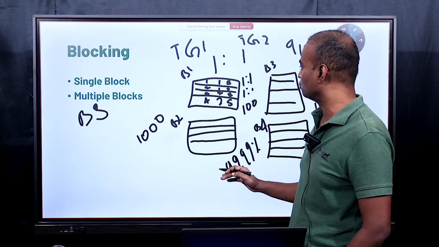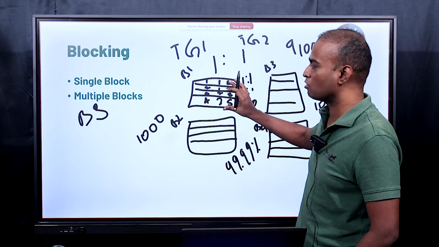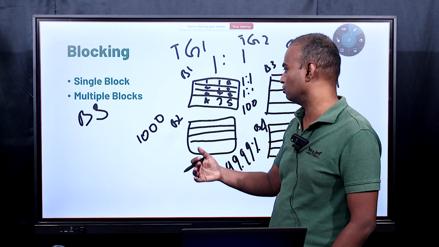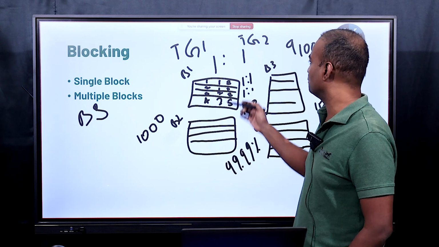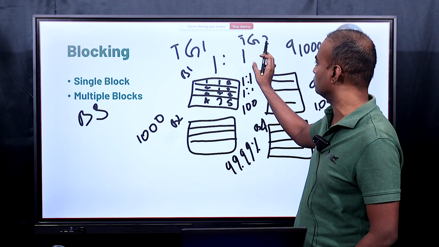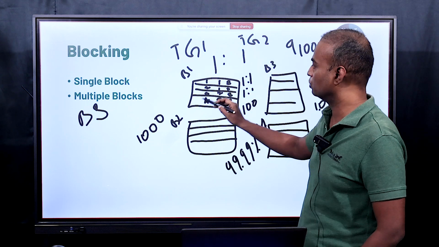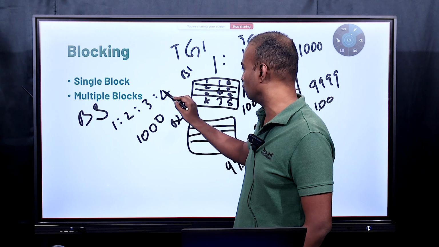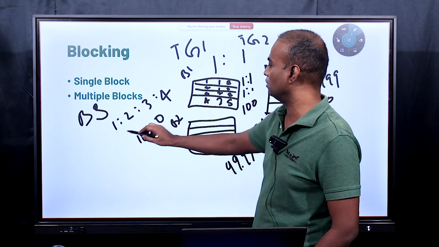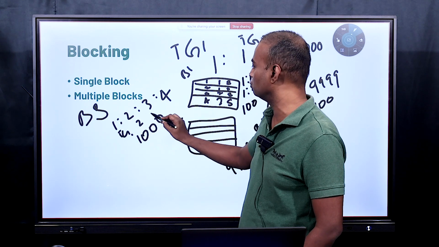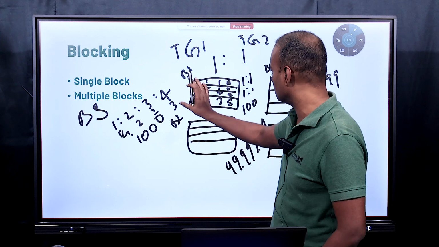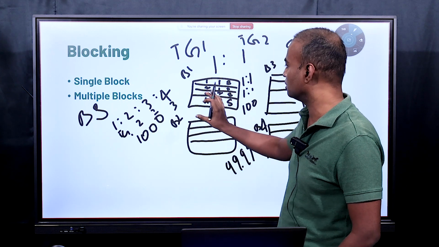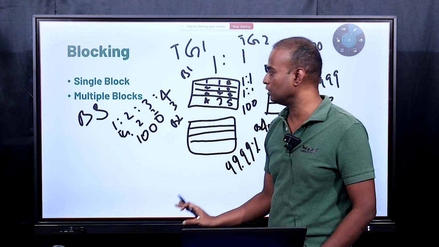So there is a formula to calculate what the block size should be. We will look into that later. That is an advanced concept. Depending on the treatment groups, how many treatment groups, how many treatment ratios, they can be 1:2:3:4. There can be multiple treatment groups: treatment group 1, treatment group 2, treatment group 3. So what is the suggested block size? There is a formula. We will look into that later.